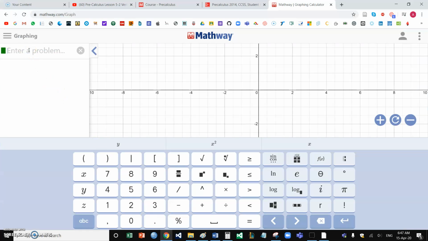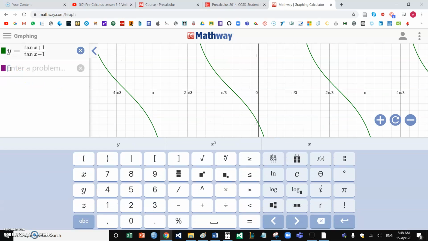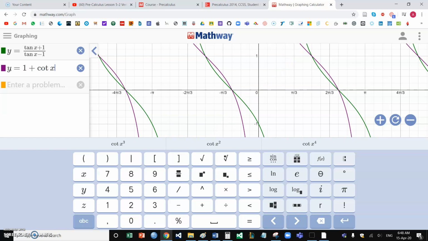So the left side, y equals tan x plus 1 over tan x minus 1. And this is the graph as we see. Now the right side, y equals 1 plus cotan x over 1 minus cotan x.